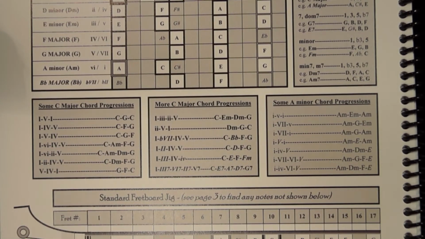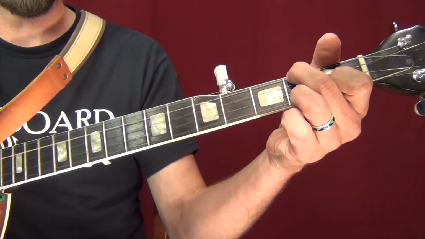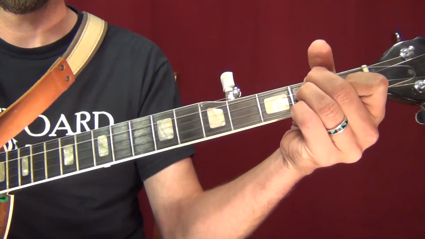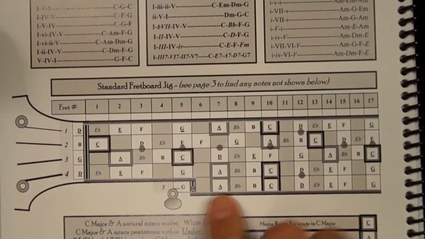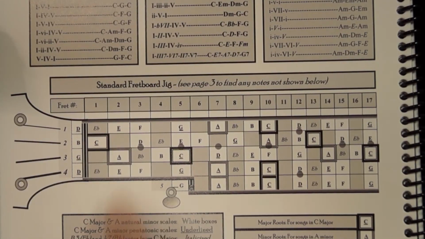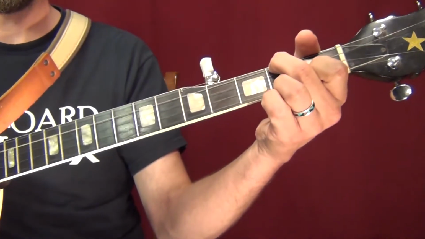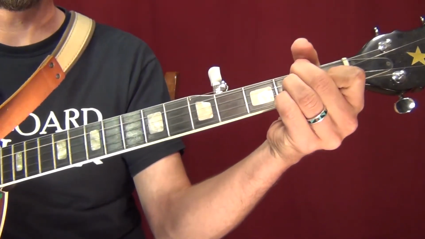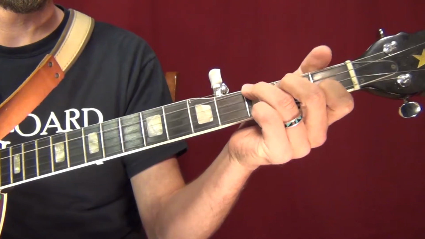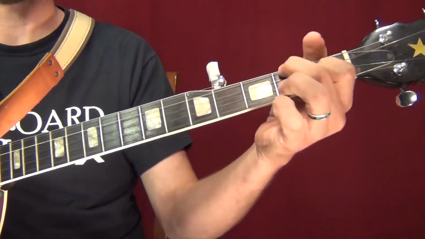1, 6, 4, 5 progressions are played all the time. That's going to be C major, A minor, and the A minor I'm playing is A, E, C, E. So C major, A minor, F major, G major, back to C major.